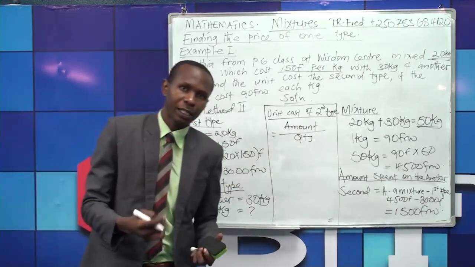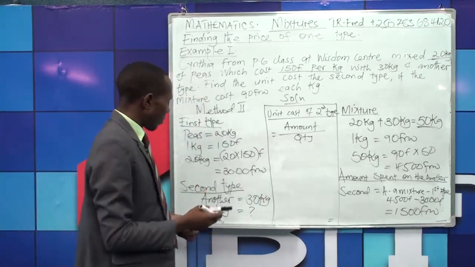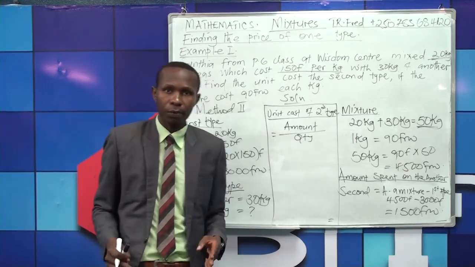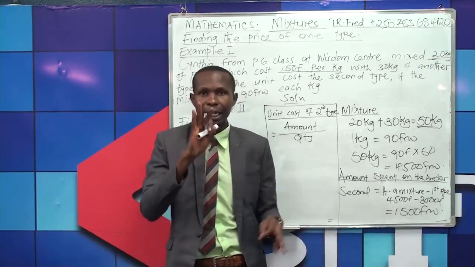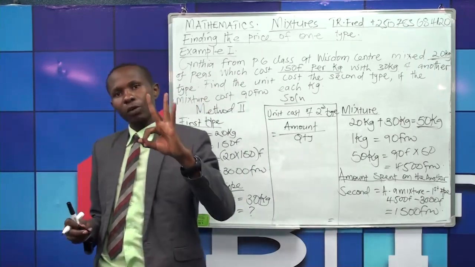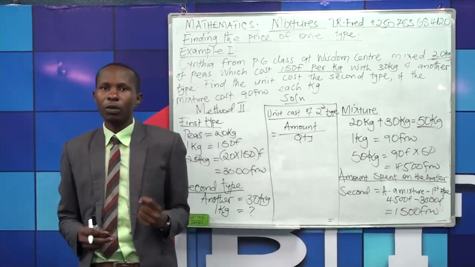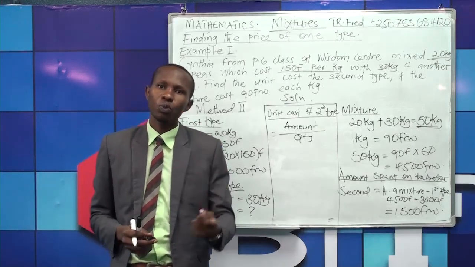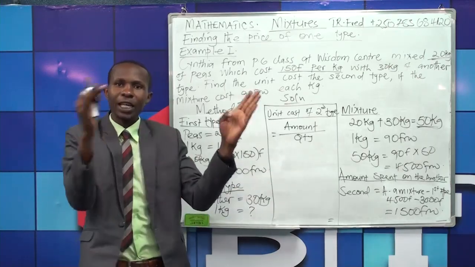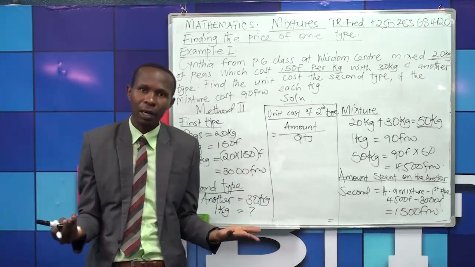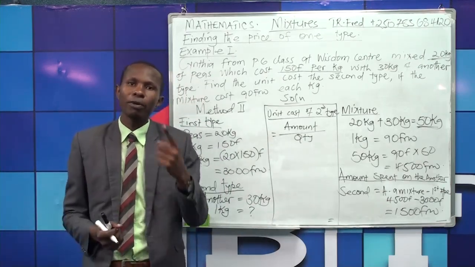In simple terms, what does this mean? This is what they are talking of. If you have to go and buy 30 kilograms of the second type, you pay only 1,500. That is 30 kilograms. What about if 30 kilograms is equal to 1,500? What about only 1 kilogram? For us to identify the amount that you can spend on only 1 kilogram, we shall need to get the amount for 30 kilograms. We divide by 30 kilograms. After dividing by 30 kilograms, the amount we shall come out with will be for only 1 kilogram.